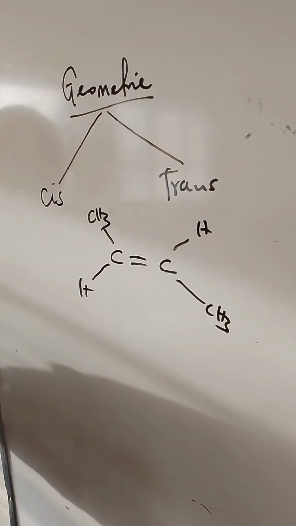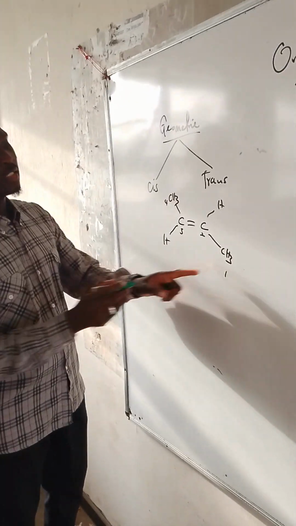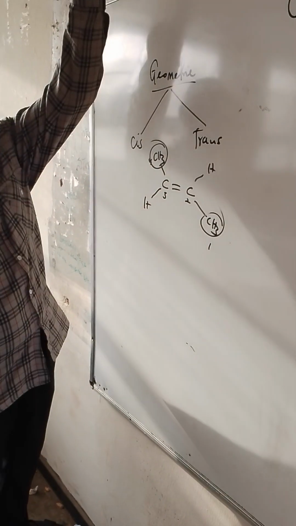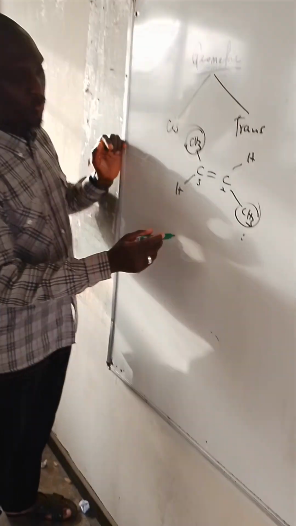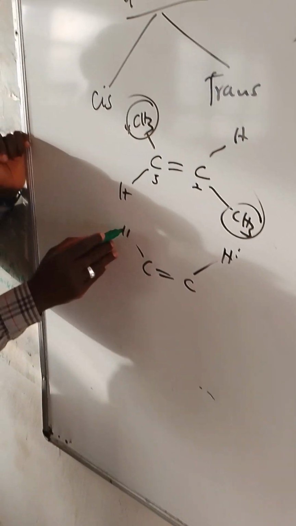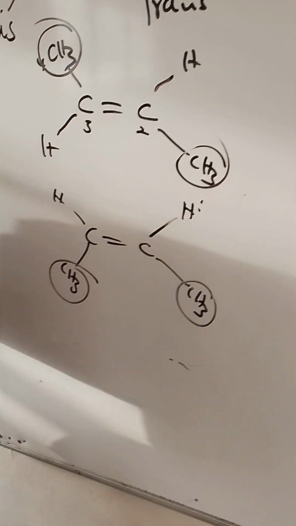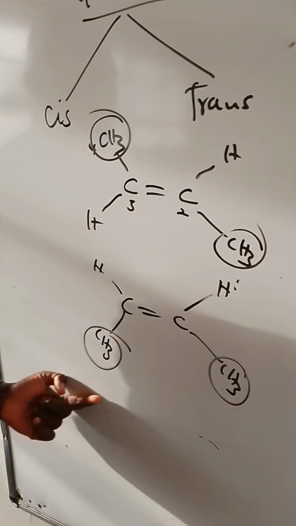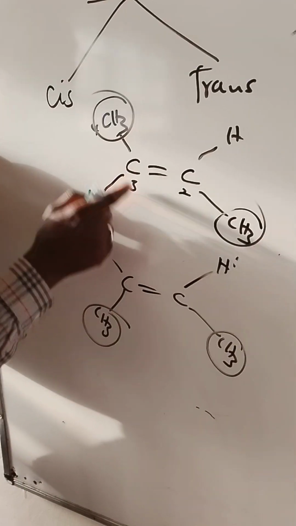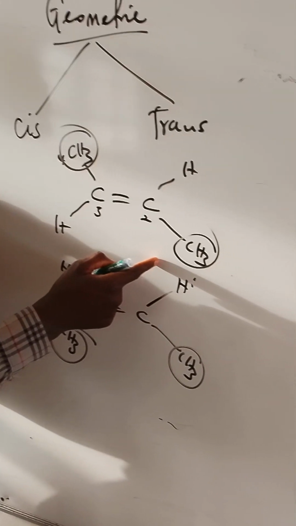For instance, if you have the C double bonded, we have the CH3, here is H, here is the CH3, here is H. If you want to name this compound, you count 1, 2, 3, 4. These are trans to each other. This is what we call trans. But if we have the same compound, C double bonded with the H, CH3, CH3, this is cis to each other, while the other is trans to each other. To name this compound, you count 1, 2, 3, 4, and it's placed under the family of alkene. It's going to be but-2-ene.